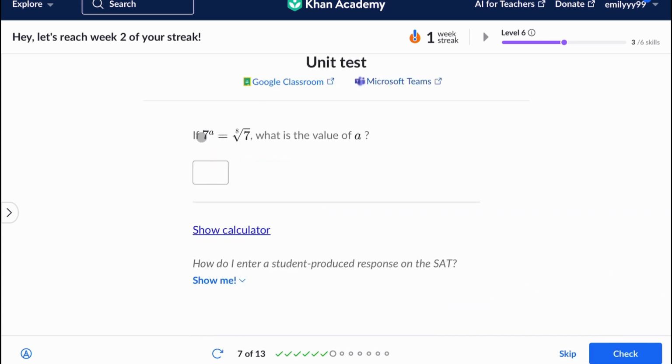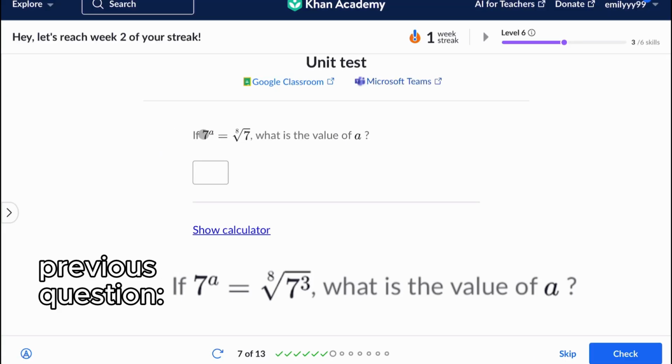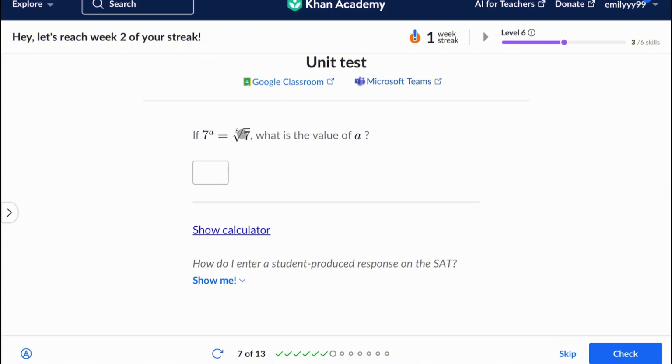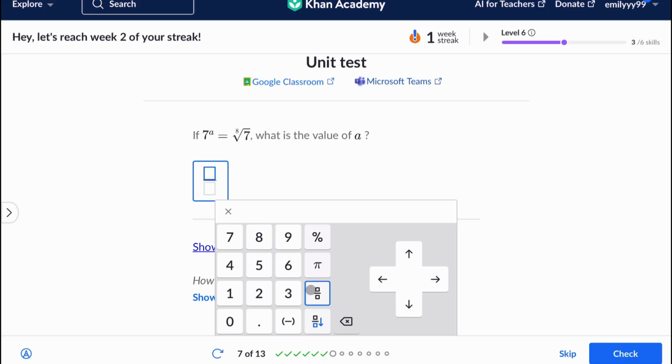Nice. Wait, I was about to say, didn't we just have this problem? But no, if you look closely at the root here, it does not have the power of 3. So we have the same format here, so we know what to do. It's just a fraction. In order to be equivalent to this, the index is the denominator, so it's something over 8, and there's no exponent, so it's going to be 1 over 8, and we can check that in the calculator. Yeah, so these two are equivalent to each other. So A is 1 over 8.